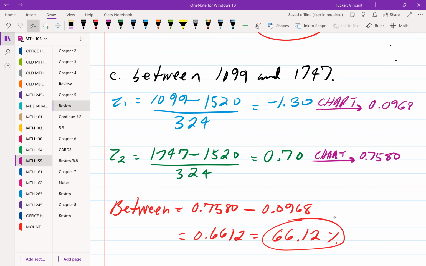All right, that's your answer. So those are your three scenarios. You have less than, greater than, and between. Less than, the chart value always gives you less than. That's the chart value that you pull from it. Greater than, you always take the chart value, subtract it from 1. And then between, you take the two chart values from your two separate Z-scores and then subtract them from each other. And there'll always be those key words or key phrases in your wording and word problem.